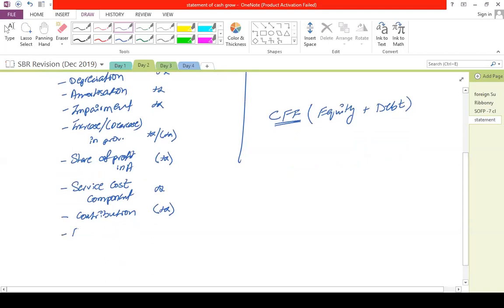Similarly, the expense as per IFRS 2, that is also a non-cash expense. That is why we are going to also add it back. So in short, we can say whatever things are non-cash should be adjusted in the operating activities.